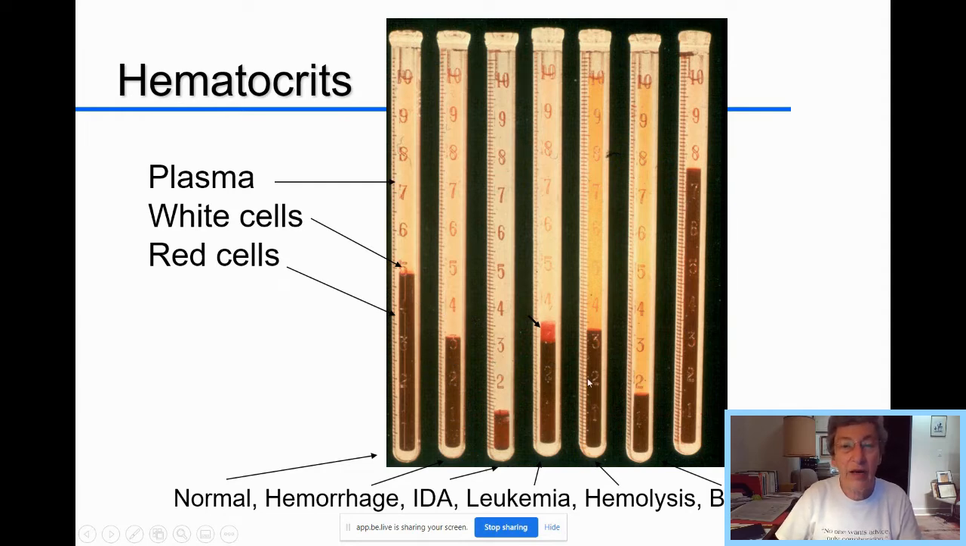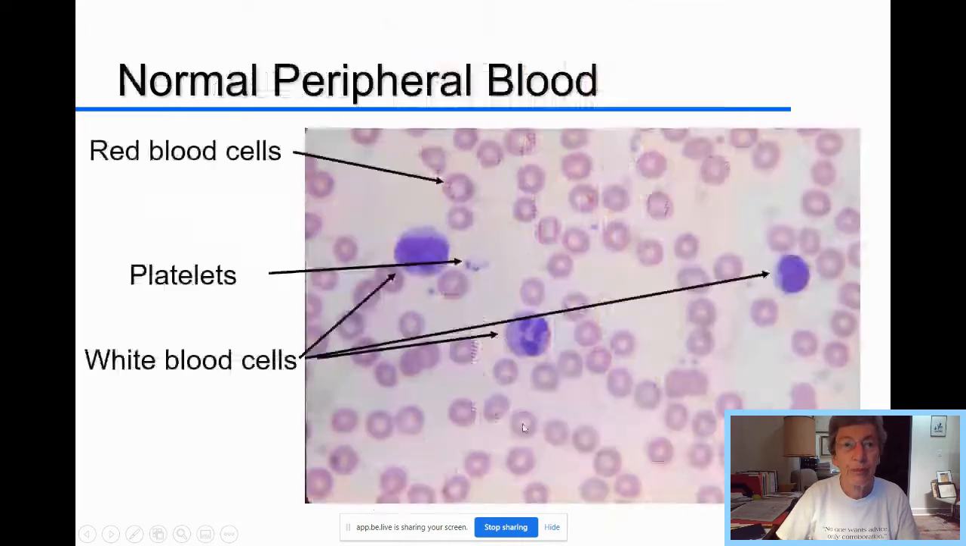And these are a variety of examples of the red cells at the bottom, plasma at the top, white cells layered on top in leukemia, increased in number. This is someone with a very high red count. This is someone with anemia, because the red cells which spun down are very low.